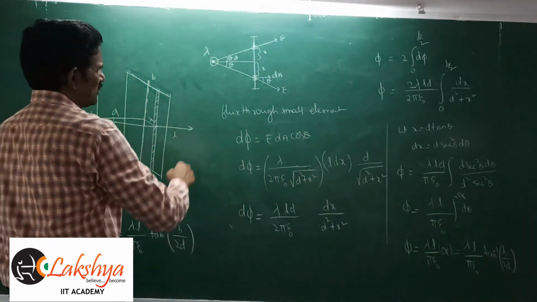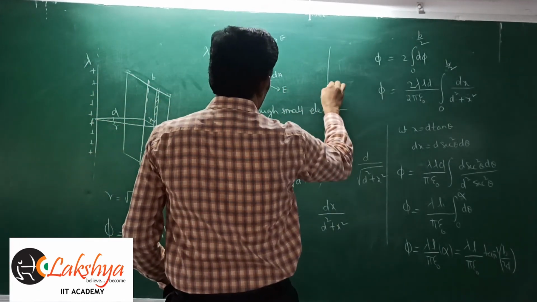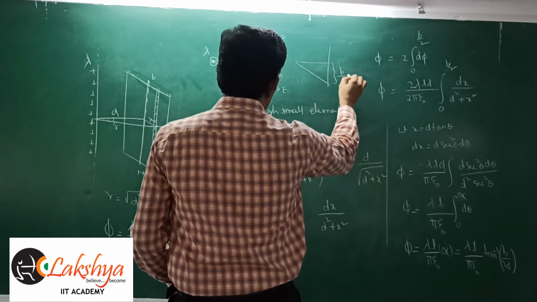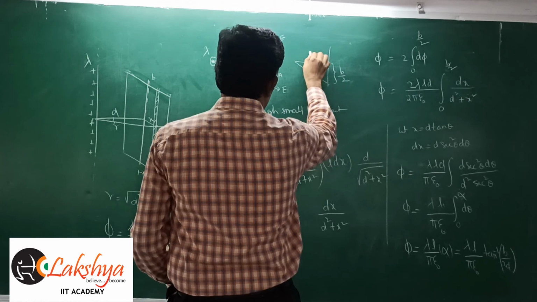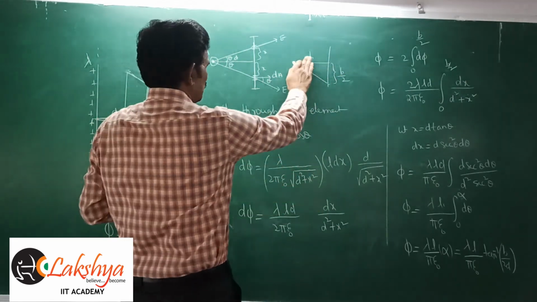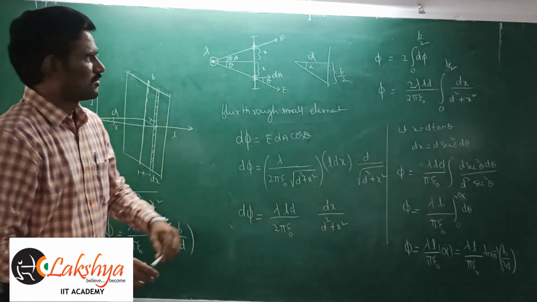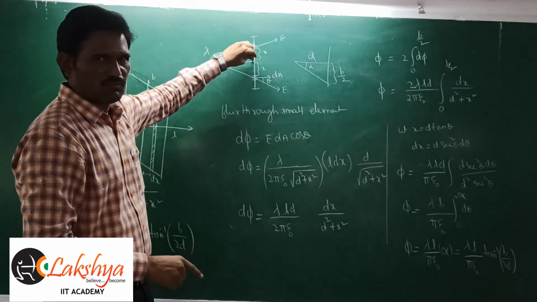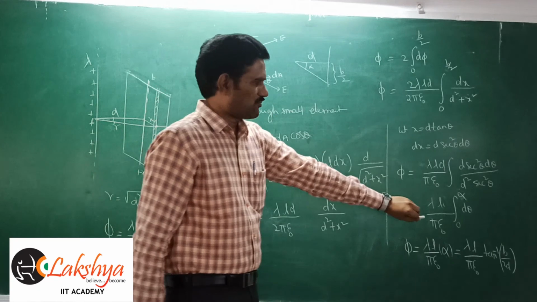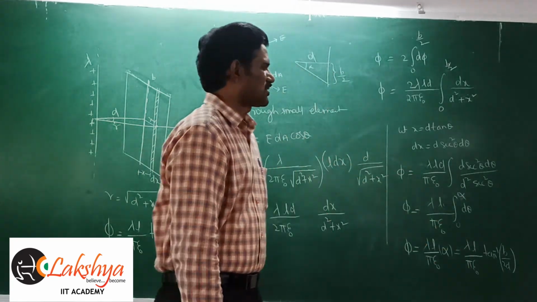Alpha means I am taking the maximum possible angle here. This side is, suppose, b by 2 and this angle I am taking as alpha. So tan alpha you can write here, b by 2 by d. So b by 2d you will get, that is nothing but what we are substituting. That means when you are here, the angle will be 0, and when you are here, the angle will be alpha. So here I am taking the limits as from 0 to alpha. Finally you will get alpha, and tan alpha you can substitute like that.